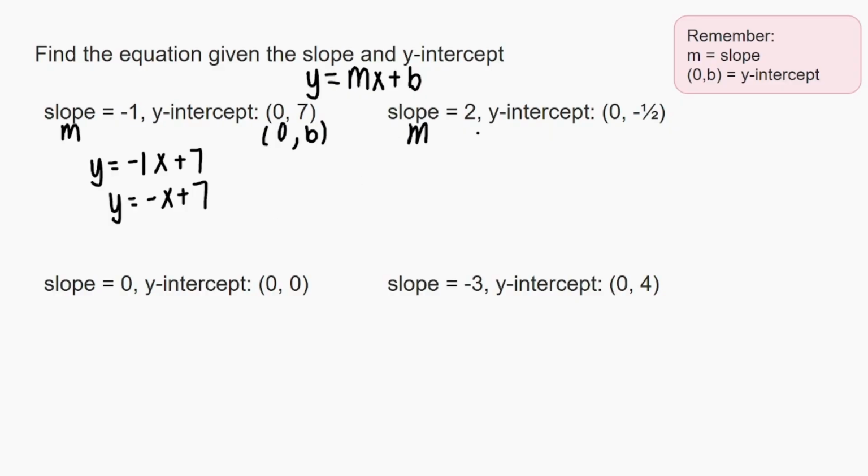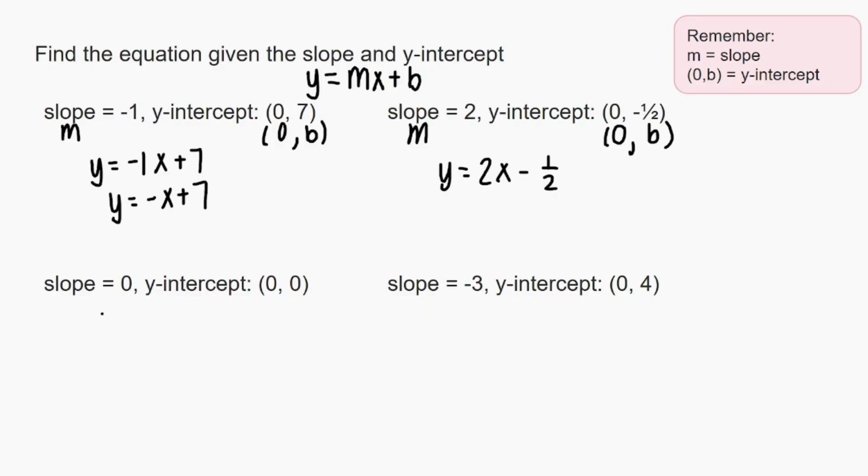Now let's do the same thing here. The slope is m, and the y-intercept is (0, b). So we're going to have y equals 2x minus 1/2. Plugging in 0, we see that y equals negative 1/2, so we know we're correct.